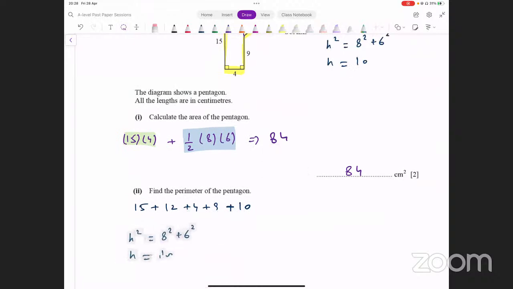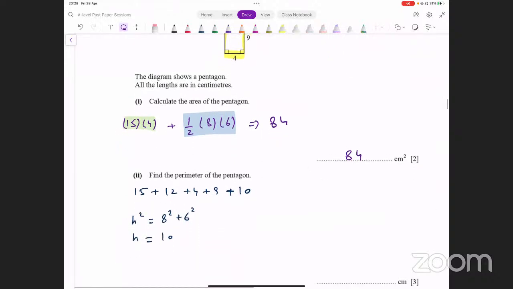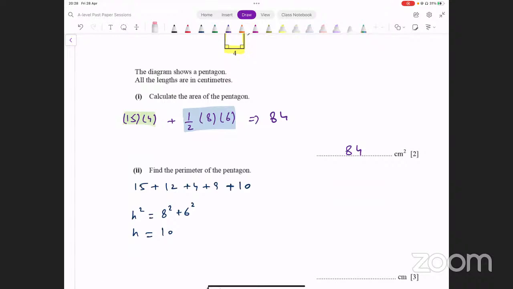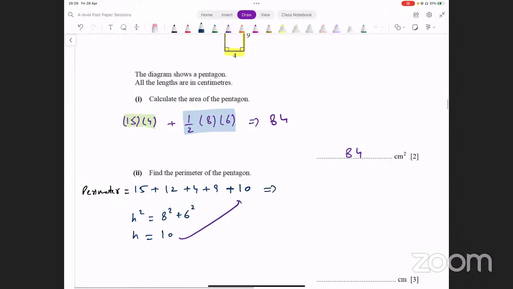हम यहाँ पे लिख देते हैं, and we can say perimeter therefore is equal to this. Height आपने निकाली 10, उसको जाके यहाँ पे input कर दिया. Let's just simplify this and see what that turns out to be. 15 plus 12 plus 4 plus 9 plus 10. 27 plus 13 plus 10, that is giving me 50.